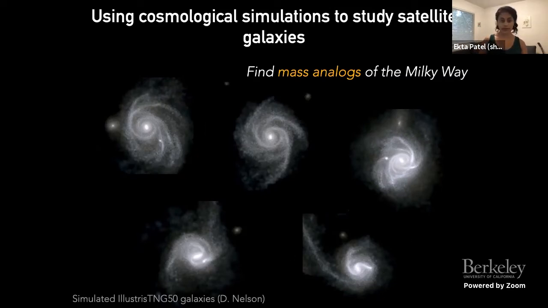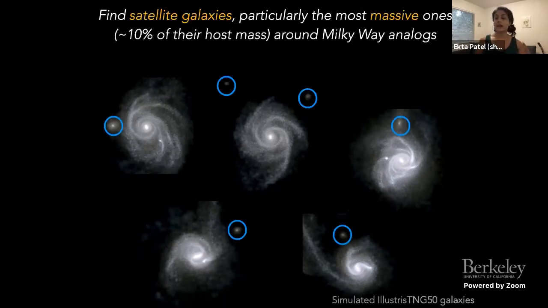So these are not real telescope images of galaxies. They are simulated galaxies, though they might look like they're real telescope images. And once I find a few hundred of these mass analogs of the Milky Way, I then go and look for the satellite galaxies orbiting around them. So in particular, in these simulations, I was focusing on the most massive satellite galaxies, similar to the Large Magellanic Cloud that we know is orbiting around the Milky Way.